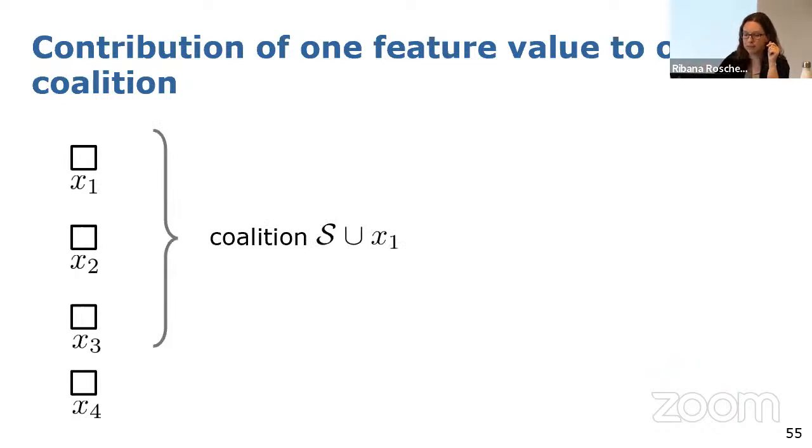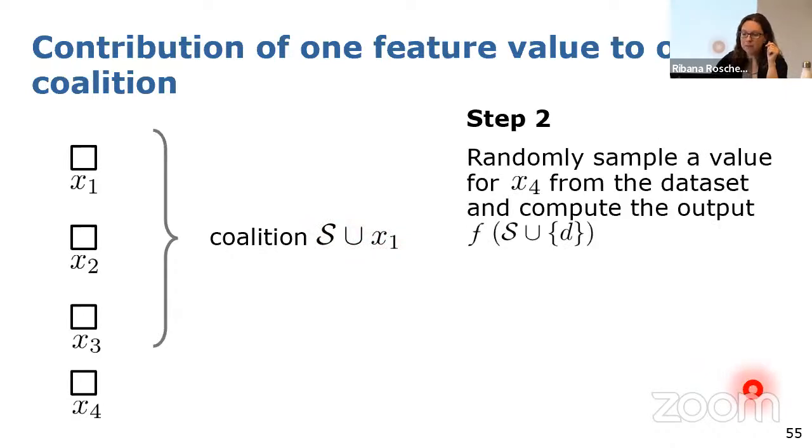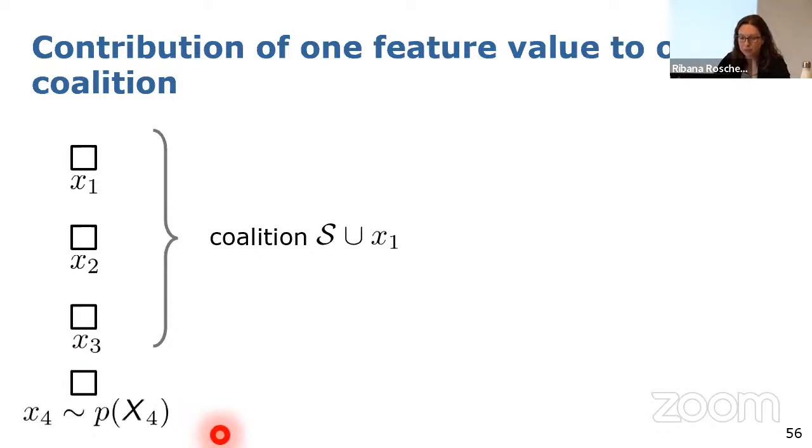So you have this S and it includes now X1. Then you randomly sample a value for X4 because it cannot be ignored. You randomly sample a value for X4 from the data set and compute the output. So this is what is here. You take the data set and you grab a value for X4.